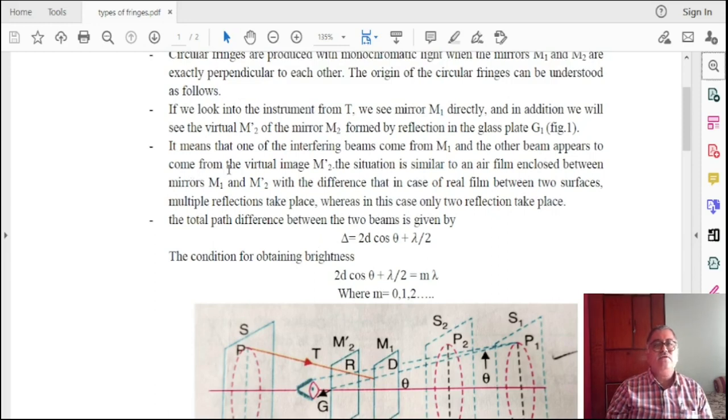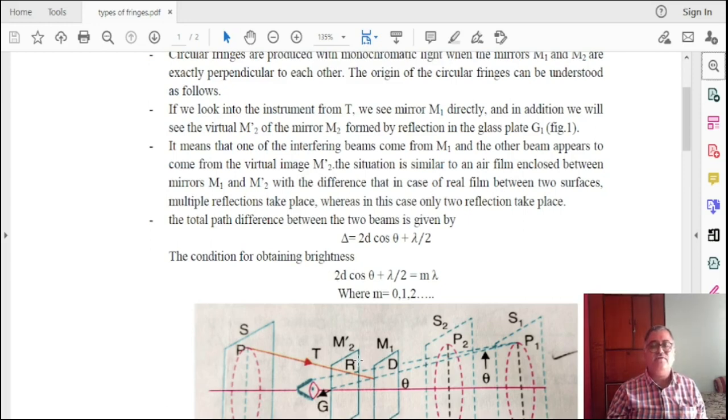It means that one of the interfering beams comes from M1, and the other beam appears to come from the virtual image M2 dash. One beam is coming from M1, another one is coming from M2 dash, and the situation is similar to an air film enclosed between mirrors M1 and M2 dash.